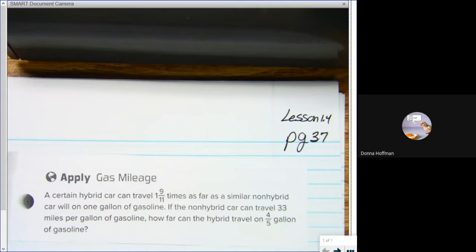Welcome back to part 4 of lesson 1.4. This is the last and final page, page 37, and we are now going to apply everything we know to these problems and do multi-step problems.